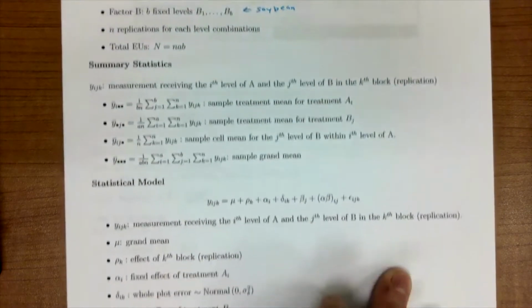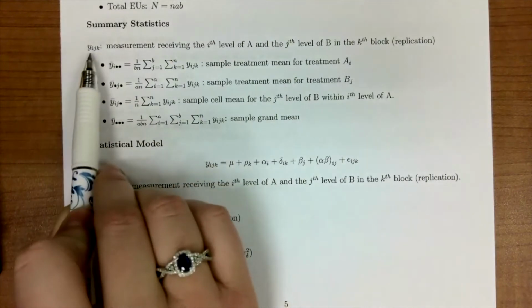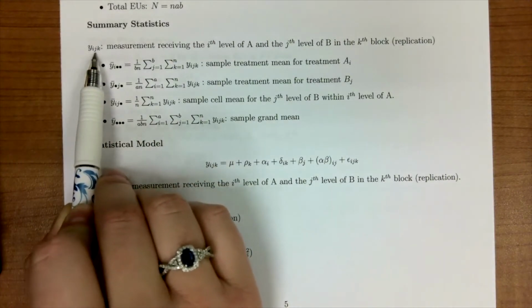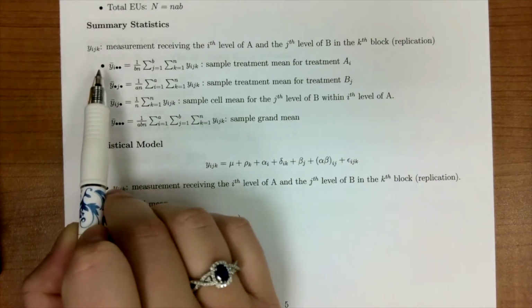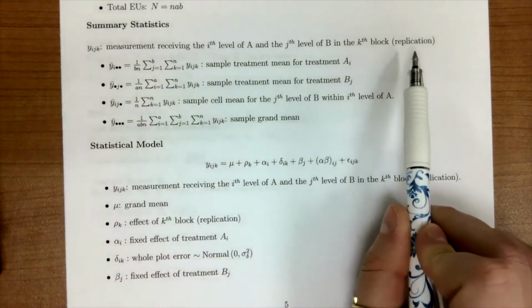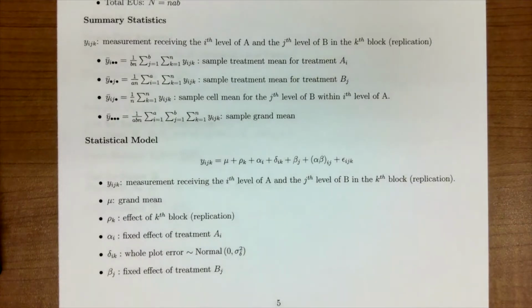I provided us with the summary statistics where Yijk is going to represent the ith level of A, the jth level of B, and K is going to represent, in our case, the block or the farm we're at. But if we didn't have blocks, it would just represent the replicate of the ith level of A and the jth level.